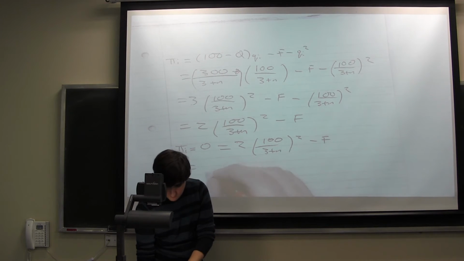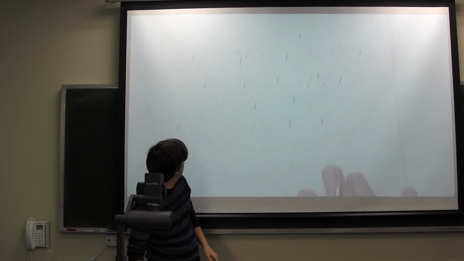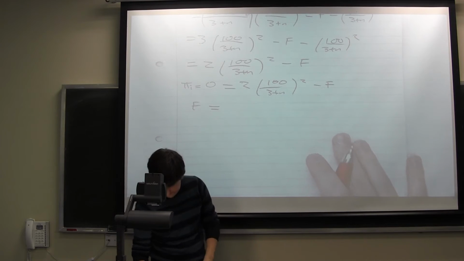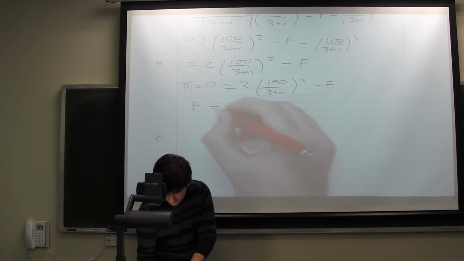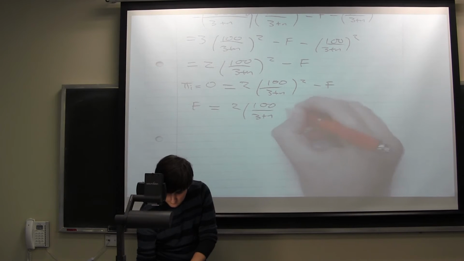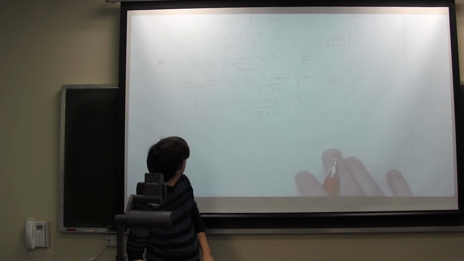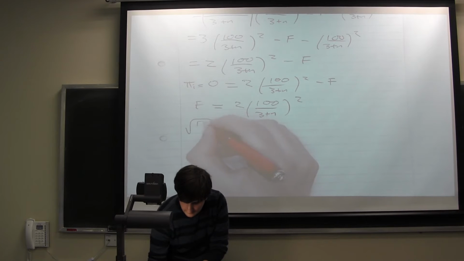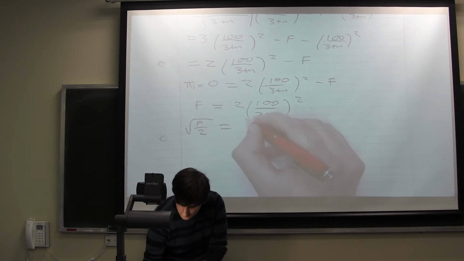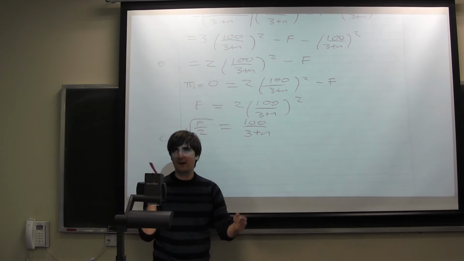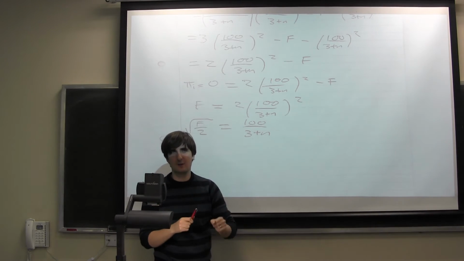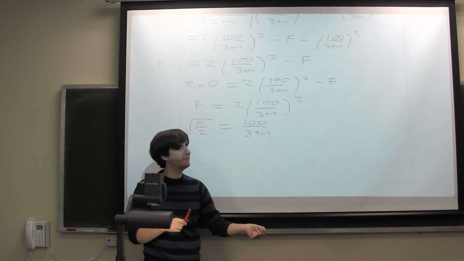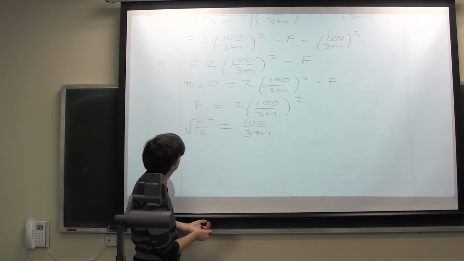So adding f to both sides, f is equal to 2 times (100 over 3 plus n) all squared. So divide by 2 and then take the square root. So the square root of f over 2 is equal to 100 over 3 plus n. I know it's a quadratic. Quadratics always have 2 solutions. The other solution would have negative n, which clearly doesn't make sense. So we can safely ignore the other solution.